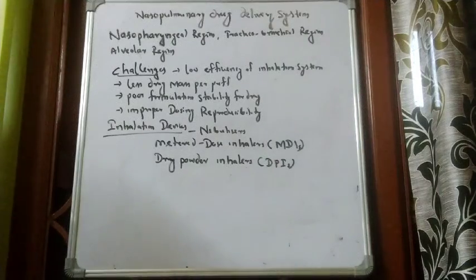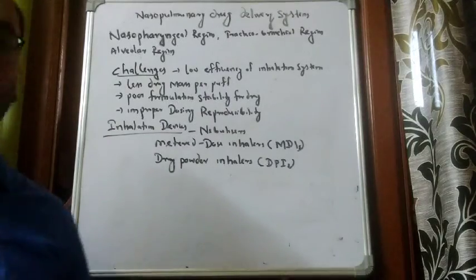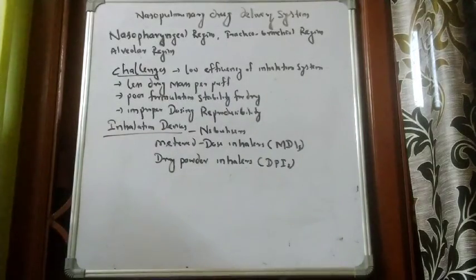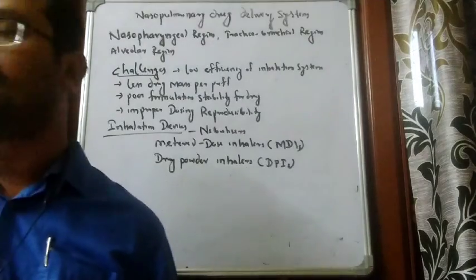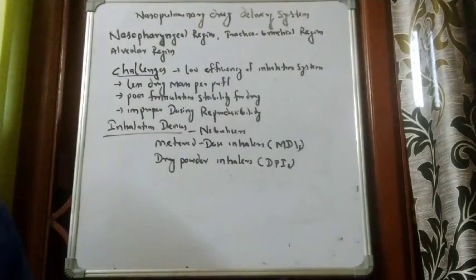So good morning students. We are going to start a new chapter for you, that is the nasopulmonary drug delivery system. Sometimes we also call it the pulmonary drug delivery system. It is a very old technique to deliver the drug into the systemic circulation. Previously, different types of drugs like atropa belladonna were used by the inhalation technique to suppress cough.